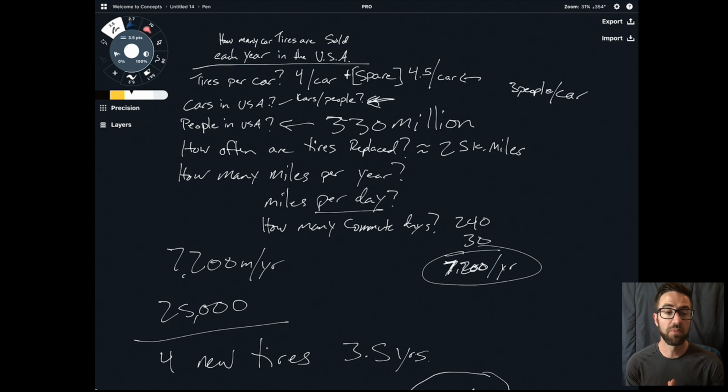Okay, so hopefully this exercise was helpful. Pick one, pick anything you want. Try to just recreate the tires analysis that I just did yourself, just from numbers that you can come up with, or try how many boxes of cereal are sold. That'd be a good one to do.